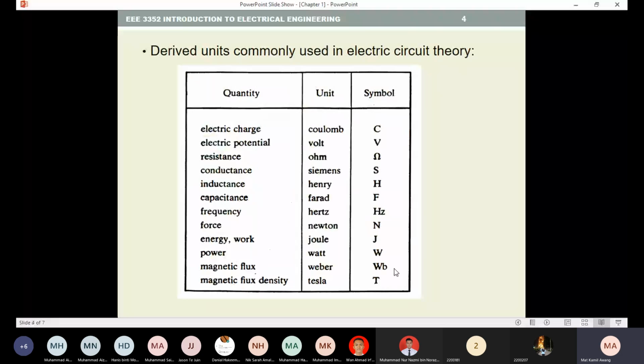These are the derived units commonly used in electric circuit theory. Electric charge, the unit is coulomb. The symbol is a capital C because he is Mr. Coulomb, so it's the name of a person. Electrical potential is volt. Symbol is capital V, for Mr. Volta. Resistance is ohm, with the Greek sign omega.